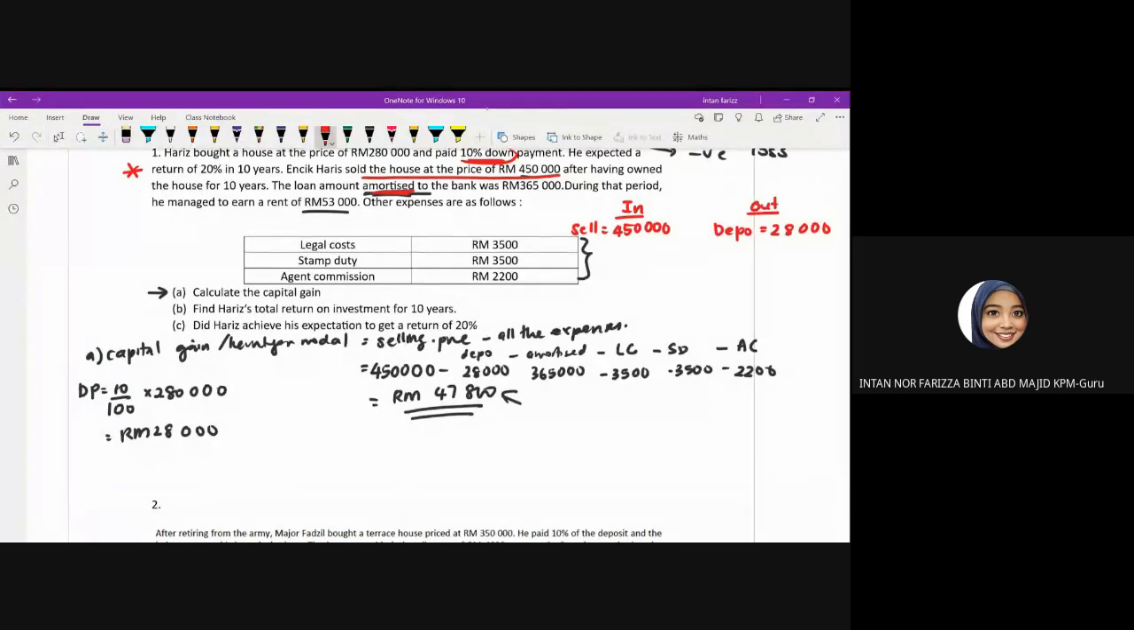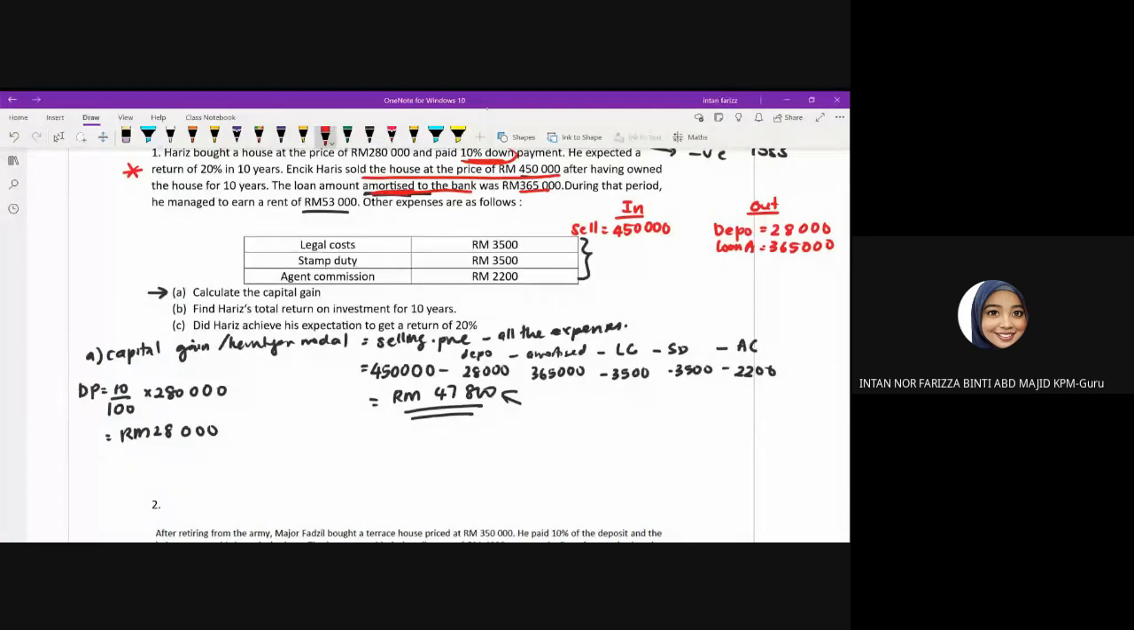Next, the loan amount amortized to the bank. So this one means what? That means you're paying to the bank lah. You melunaskan you punya hutang. Okay, pinjaman you. So what's the amount? It is 365,000. So I'm going to write here, loan amortized, 365,000. Dia nampak susah, girls, tapi dia tak susah. Okay, you just follow my method in and out.